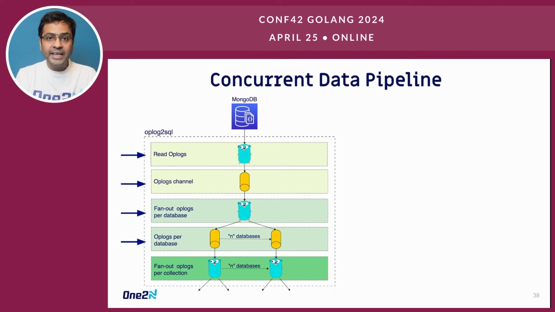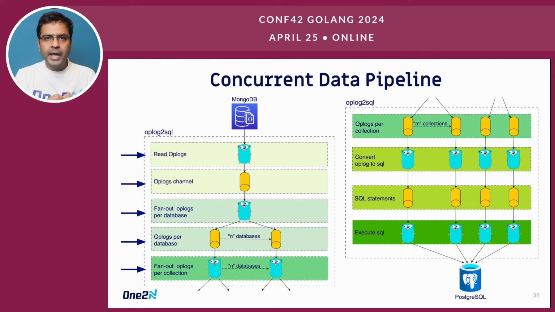So it's going to create n channels. Every time it encounters a new database, it's going to create a new channel and push all the oplogs for that database in that channel. Then we have the fan out of oplogs per collection. So we have those n go routines, one for each database. As and when they encounter an oplog for a different collection in the database, they are going to create m such channels.